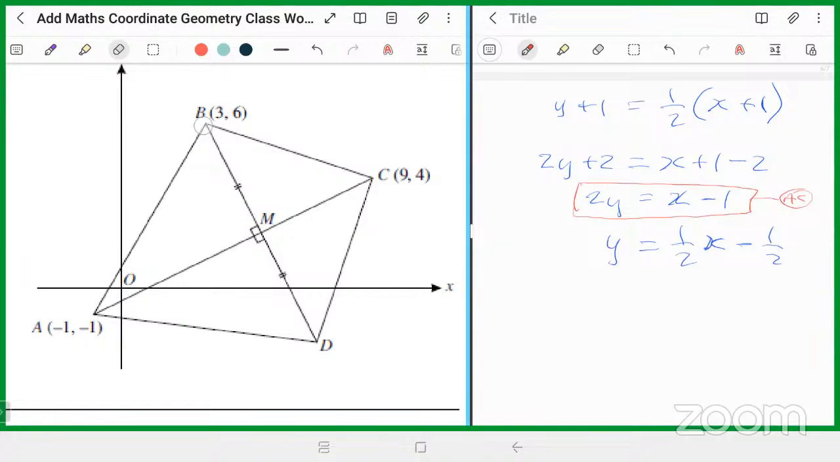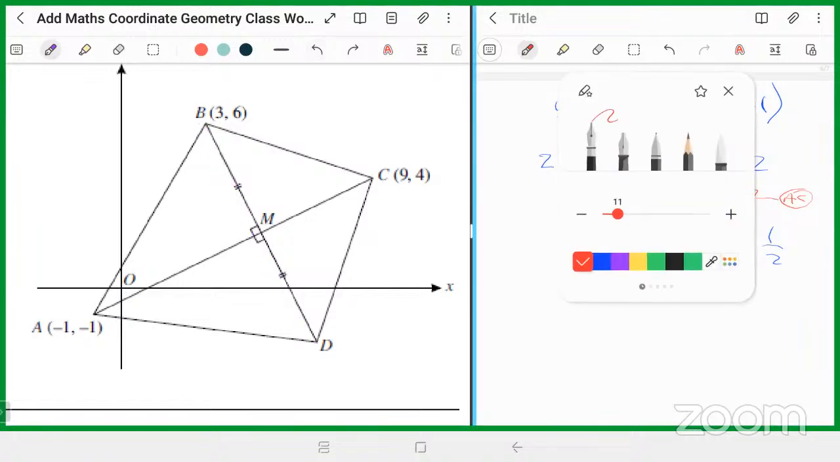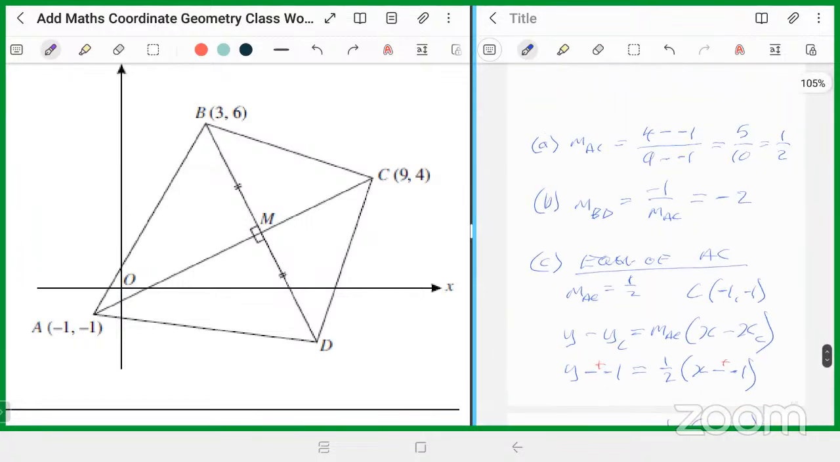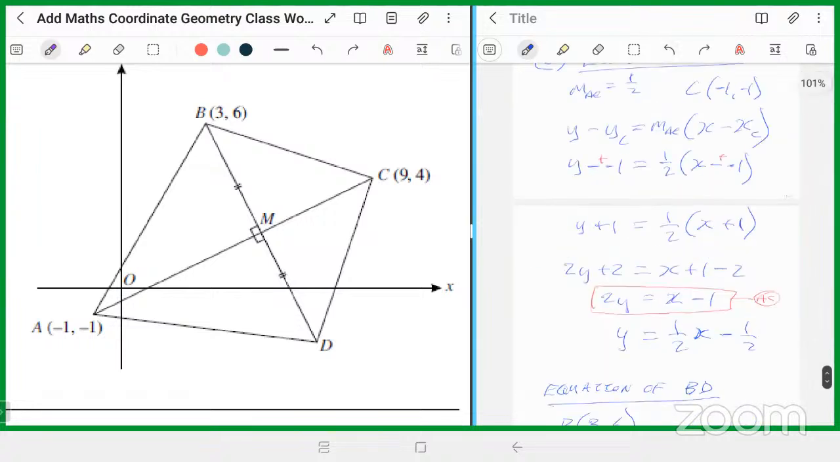Then we're going to do the equation of BD now. So line BD. What do we know about BD? We know it passes through the point B, so we know the point already. It's 3, 6. And we know the gradient. We calculated the gradient earlier. It was -2 right here. The gradient is -2.